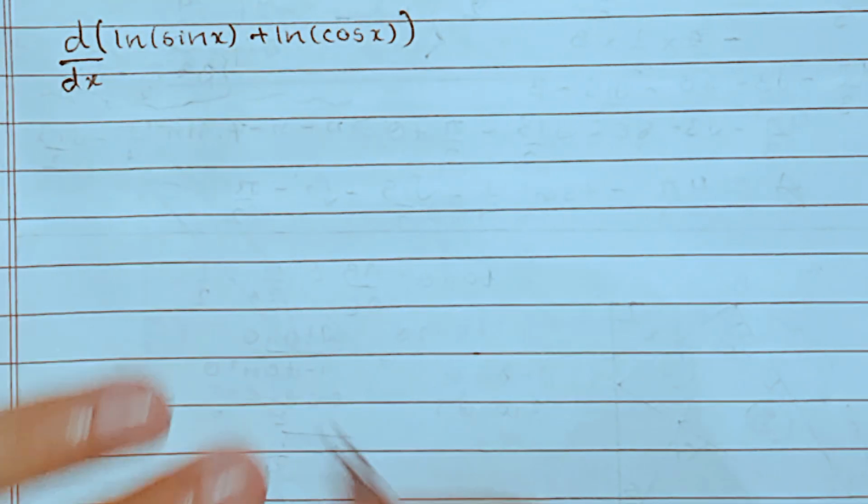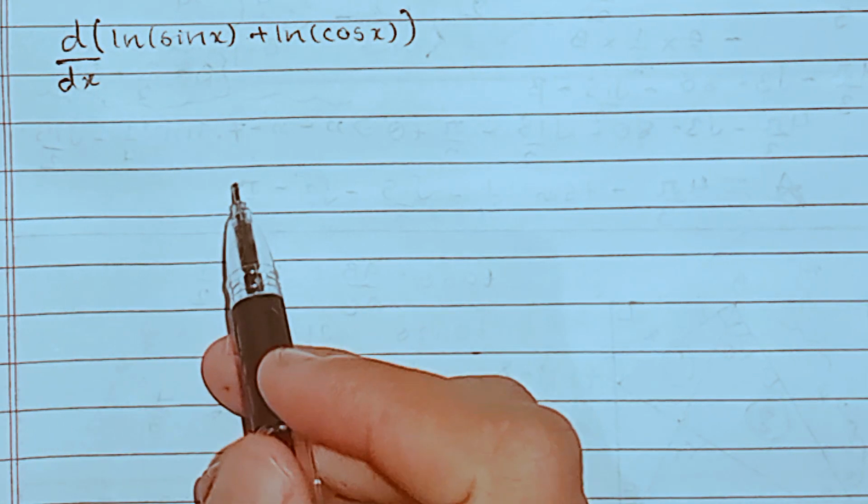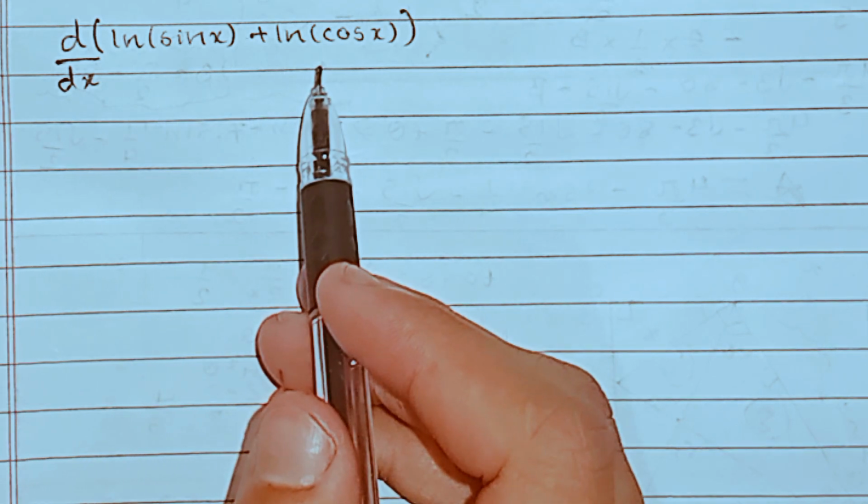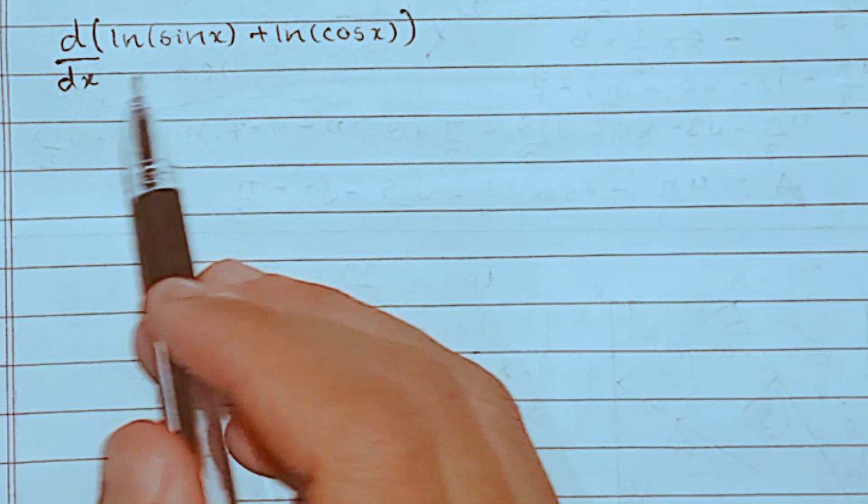Today we have an MIT integration bee derivative question. So, the derivative of ln sin x plus ln cos x. To solve this question we will do the individual derivative of these terms.